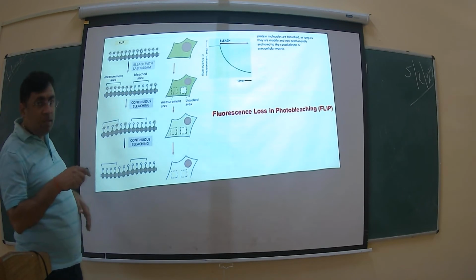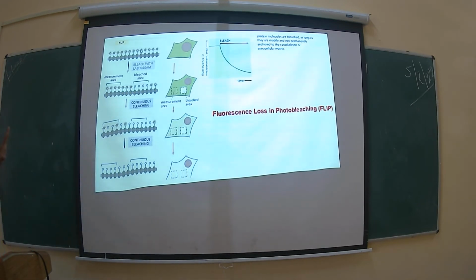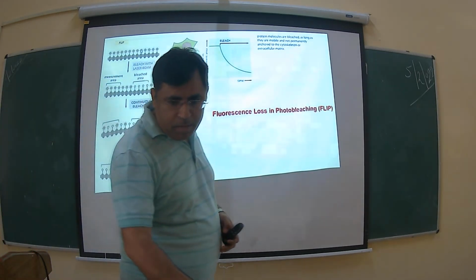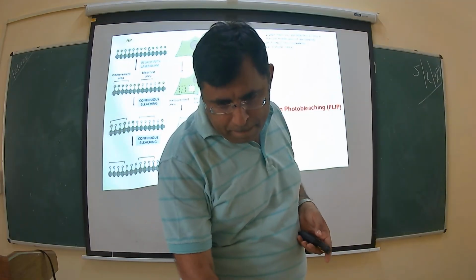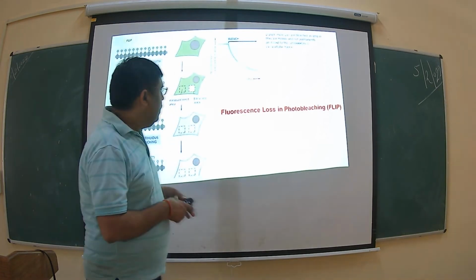Does it make sense? You understood, right? Means at least you understand how this microscopy works. You are continuously emitting until the photo bleached area is not the measured area. The measured area is different and the photo bleached area is different. Like let's say if... okay now.